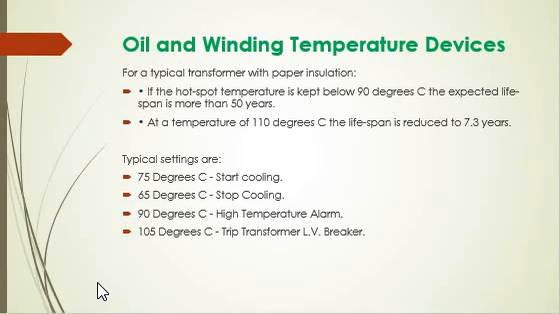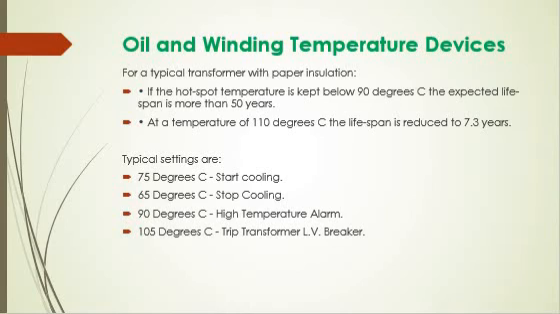For a typical transformer with paper insulation, if the hotspot temperature is kept below 90 degrees centigrade, the expected lifespan is more than 50 years. At a temperature of 110 degrees centigrade, the lifespan is reduced to 7.3 years. So transformers are usually equipped with devices to monitor the temperature of the oil and the windings.